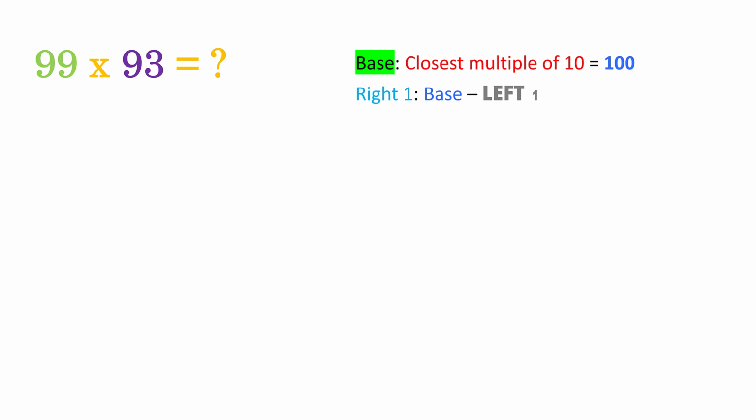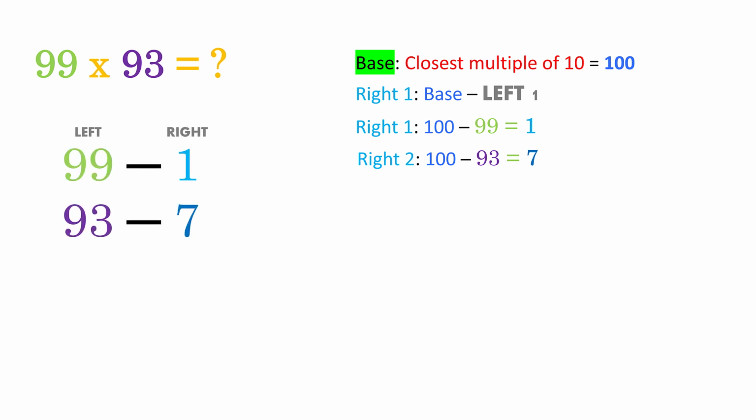So the right one is the base minus the left one. So up there, 99 and 93 are left 1 and left 2 respectively. And our base is our base. So right 1 is 100 minus 99, and that is going to be equal to 1. And then we do the same thing for 93. So right 2 is going to be equal to 100 minus 93, which is 7.